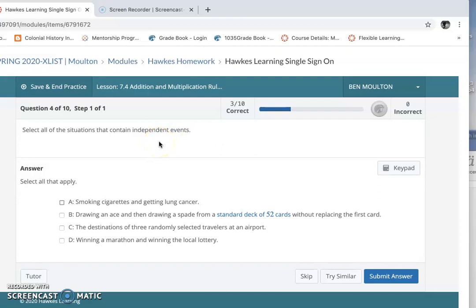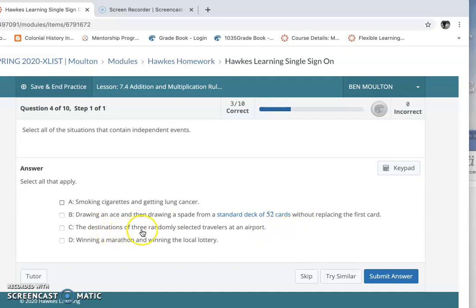So, smoking cigarettes and getting lung cancer, yeah, I would say that getting lung cancer is dependent on smoking cigarettes, so I don't think that's it. Drawing an ace and then drawing a spade from a standard deck of 52 cards without replacement. Now right there, because they have the word without, that's going to make this dependent. If it said with replacing the card, then it would have been independent because as it stands now, it depends on which cards you have previously removed from the deck.